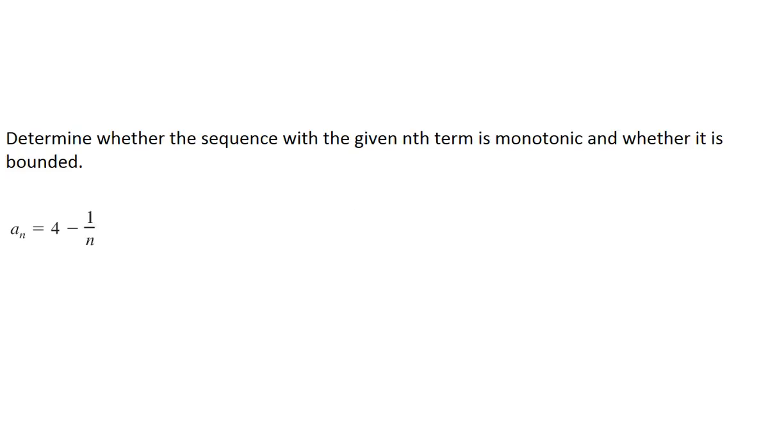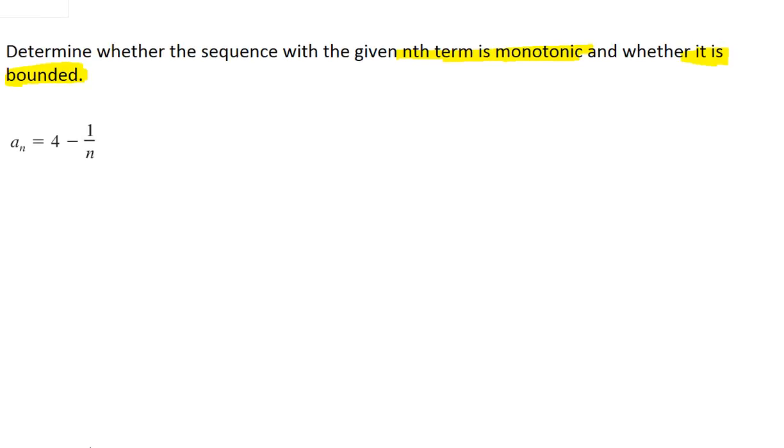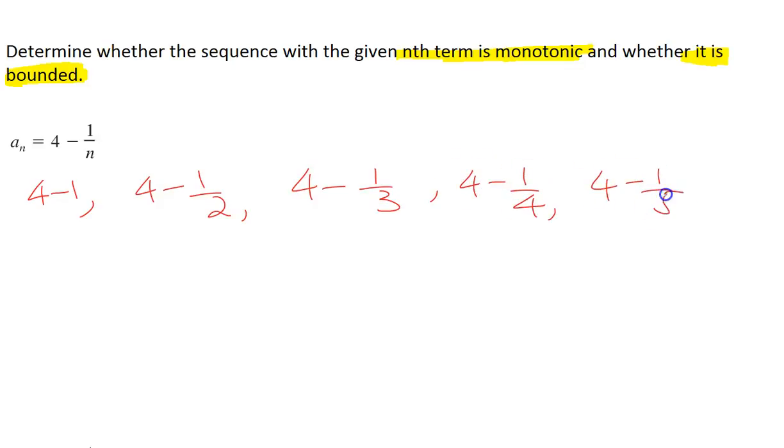Alright guys, in this question what I want you to do is determine whether the sequence with the given nth term is either always increasing or always decreasing, and also determine whether it is bounded. What does bounded mean? That means the sequence is both bounded above and bounded below. Okay? So guys, what you can do is list a bunch of terms. Okay. Now, first term 4 minus 1, second term 4 minus a half, 4 minus a third, 4 minus a fourth, 4 minus a fifth, so on and so forth, right? So what are we going to have? That's going to be 3.